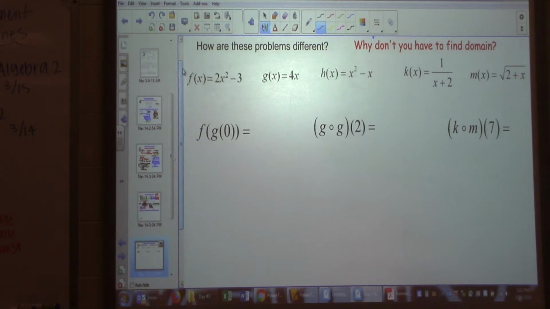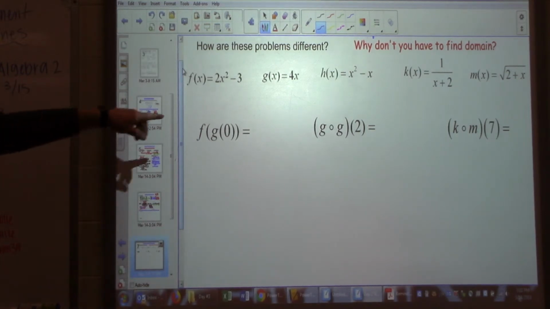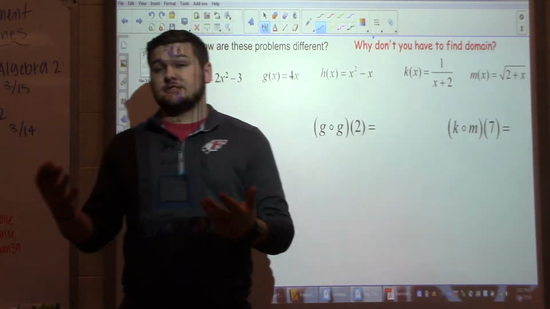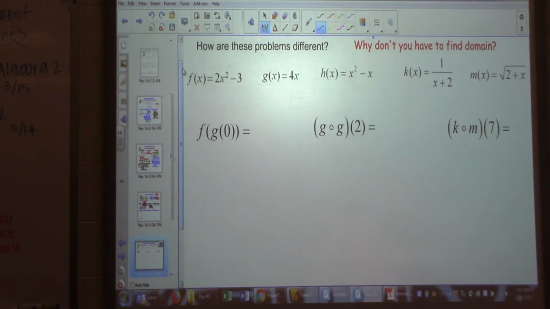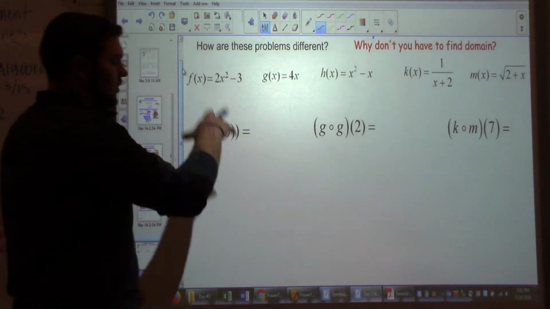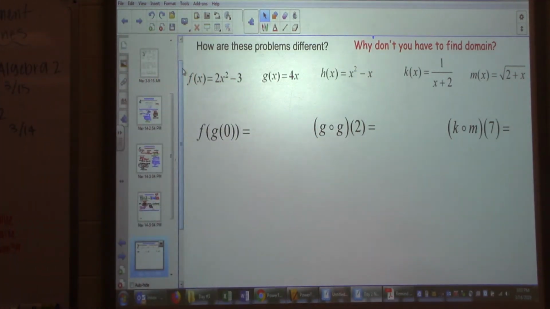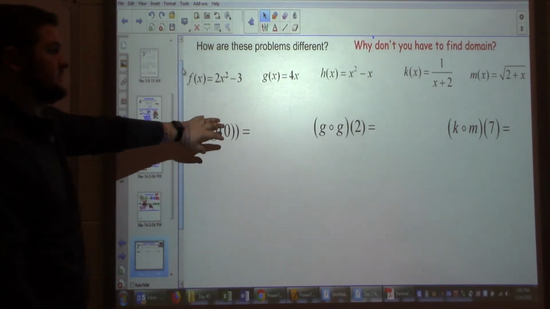Why are they different? Well, the first one's got a 0. Second one's got a 2. Third one's got a 7. They have numbers. Anytime you put numbers into these functions, you will get a real number answer. Now, because of that, we're not going to look for domains for problems like this.